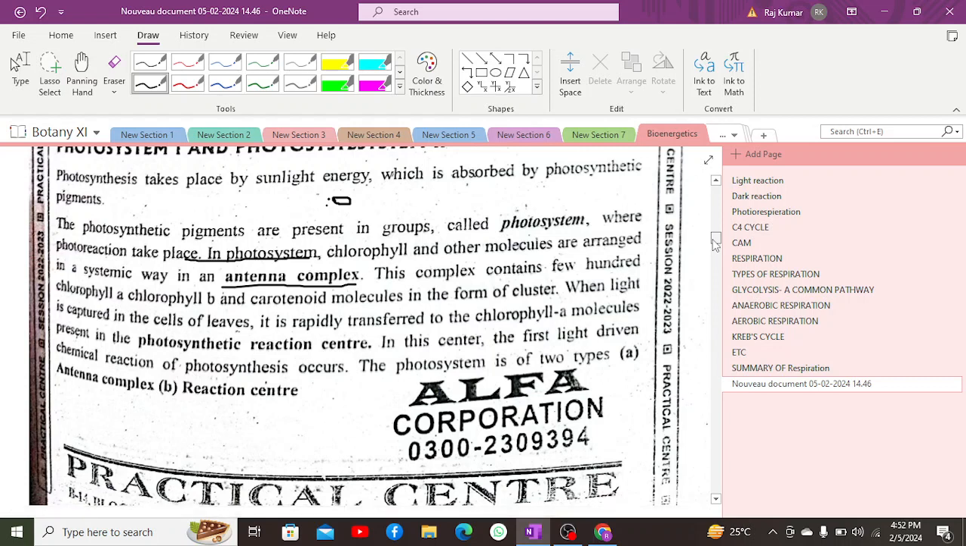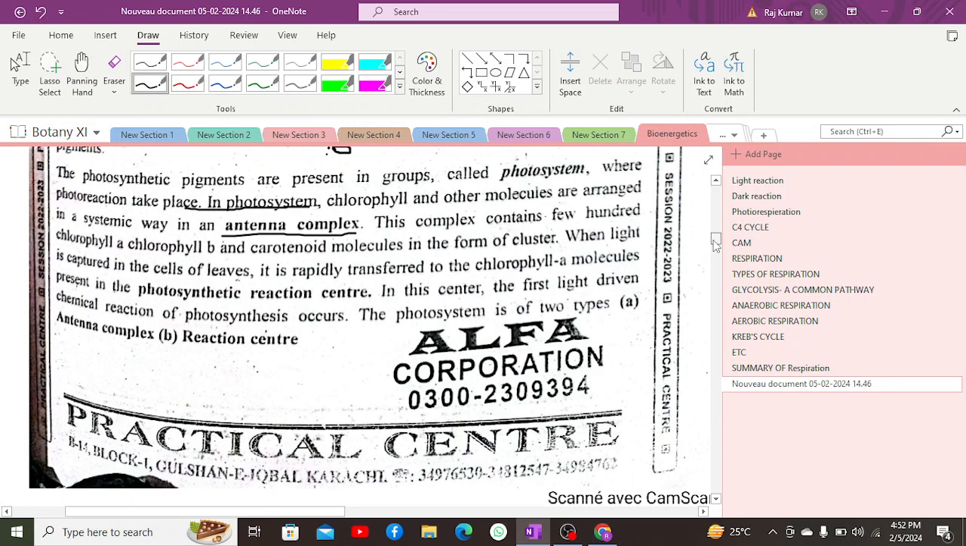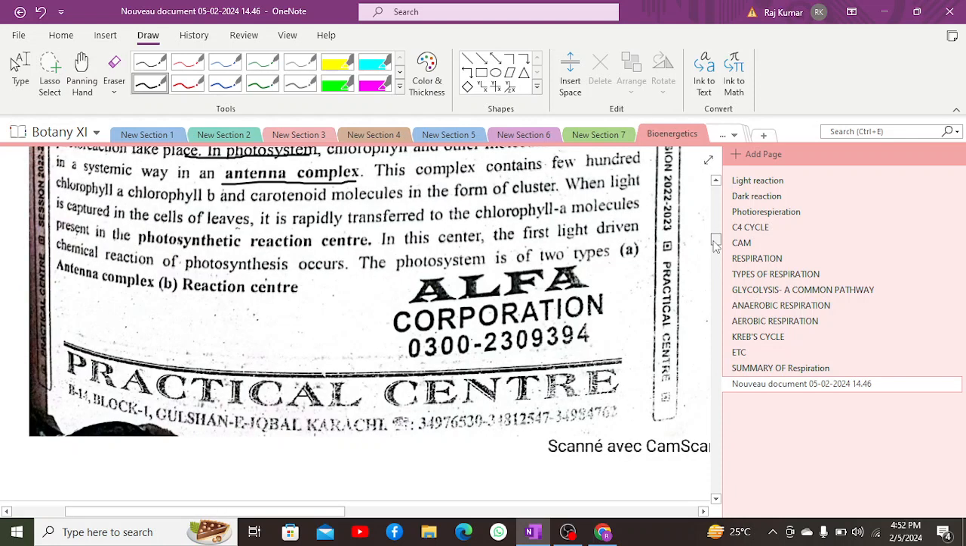When light is captured in the cells of leaves, it is rapidly transferred to the chlorophyll A molecules present in the photosynthetic reaction center. In this center, the first light-driven chemical reaction of photosynthesis occurs. This photosynthesis is of two types.